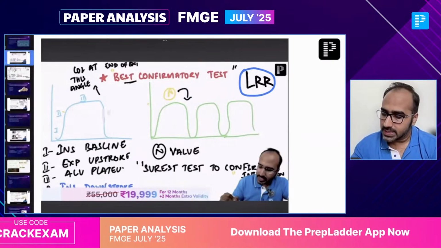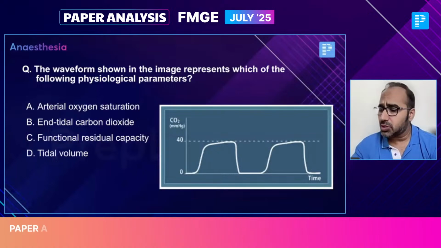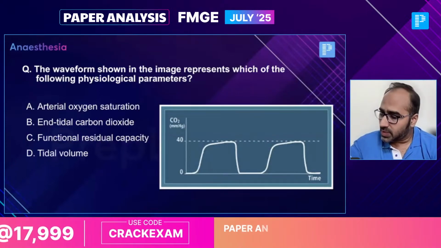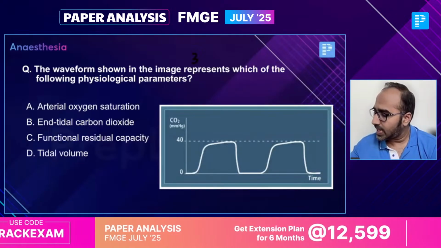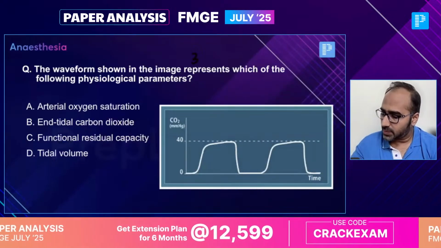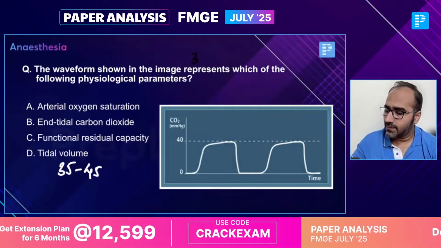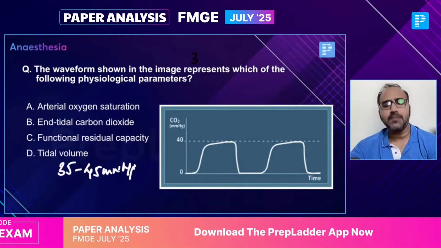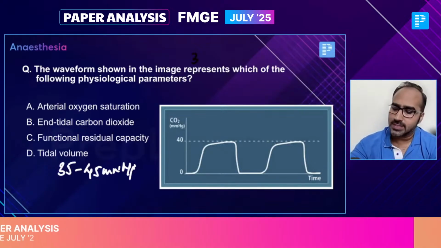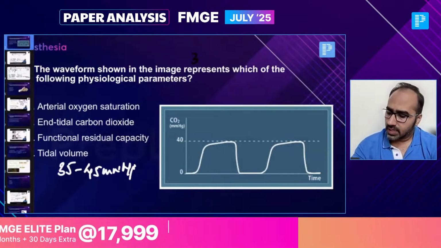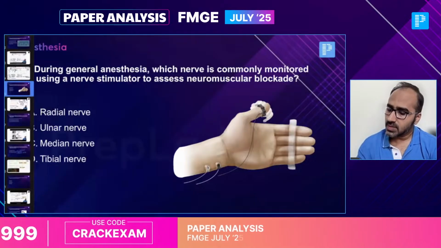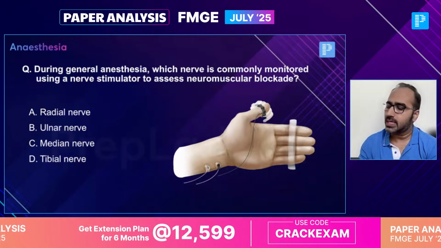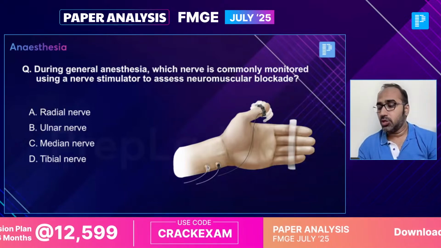Capnography or EtCO2, right? The normal EtCO2 value is between 35 to 45 mm of Hg. We have discussed different types of EtCO2 and all. I won't be going into the details, we'll just be discussing the answers. Okay? Now, next, guys. During general anesthesia, which nerve is commonly monitored using a nerve stimulator to assess neuromuscular blockade?